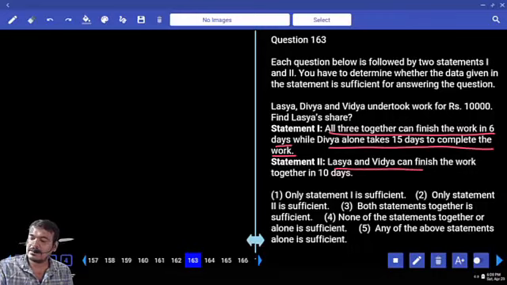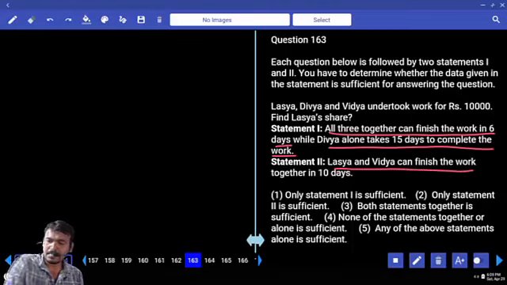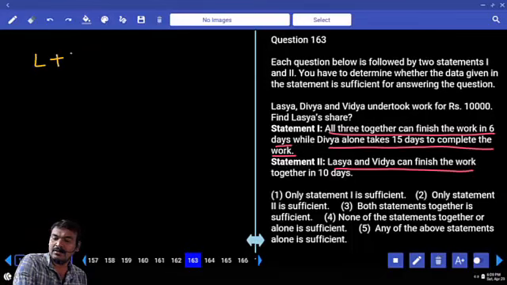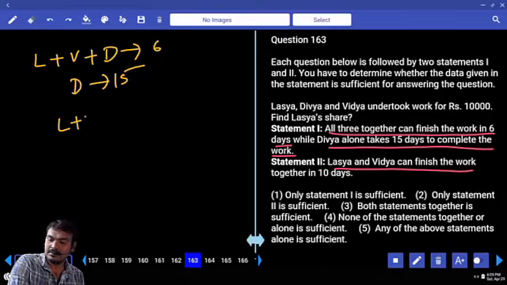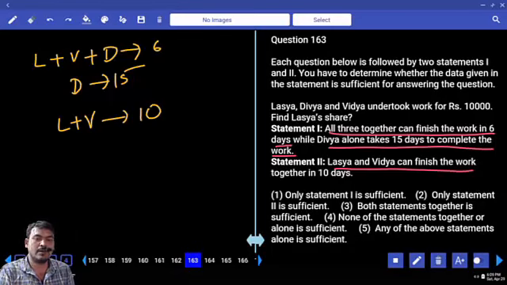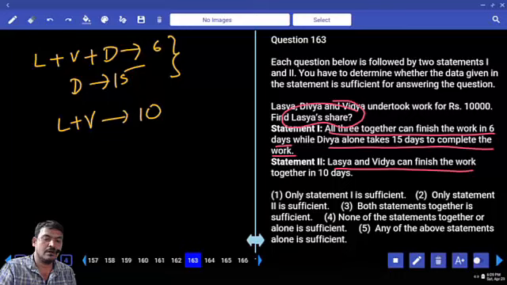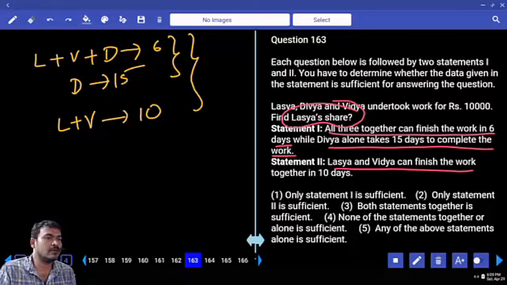And in the second statement, Lasya and Vidya are given, or only Lasya? Lasya and Vidya. First statement: Lasya, Vidya and Divya together in how many days? 6 days. Divya alone how many days? 15 days. Second statement: Lasya plus Vidya how many days? 10 days, sir. Only one alone? Not sufficient, because we require which one's share? Lasya's share. Only 2 alone? Not sufficient. By using both the statements? Yes sir.